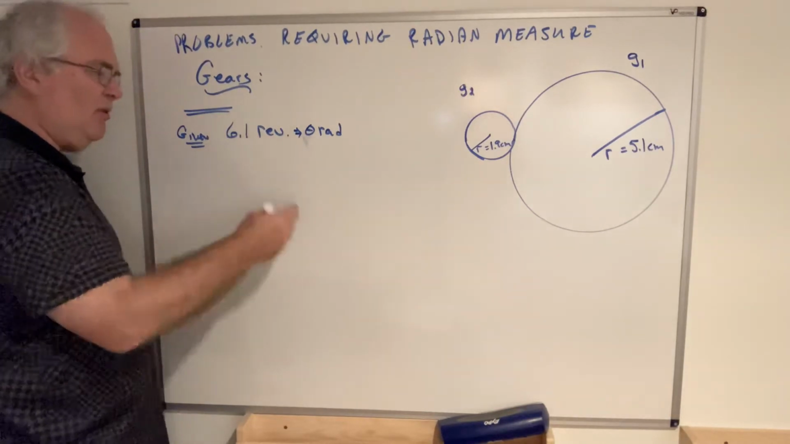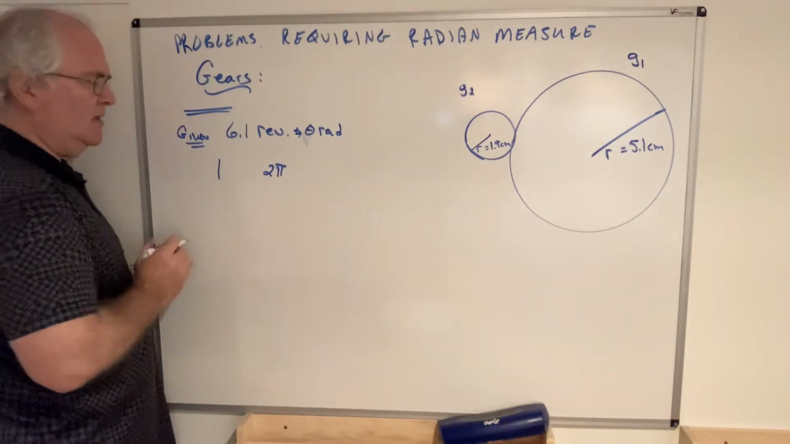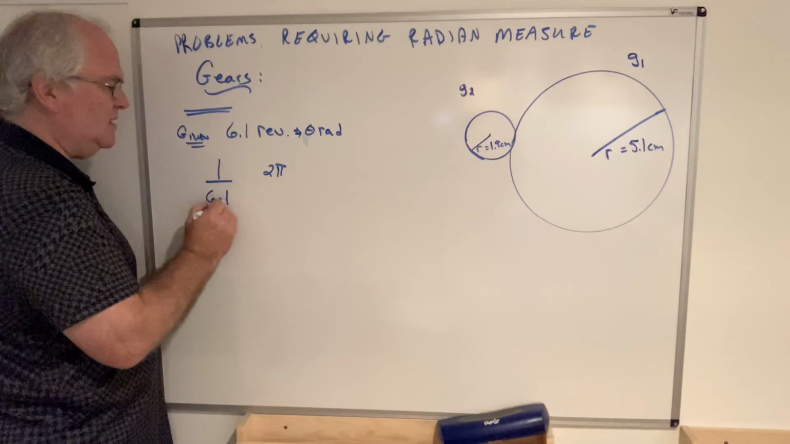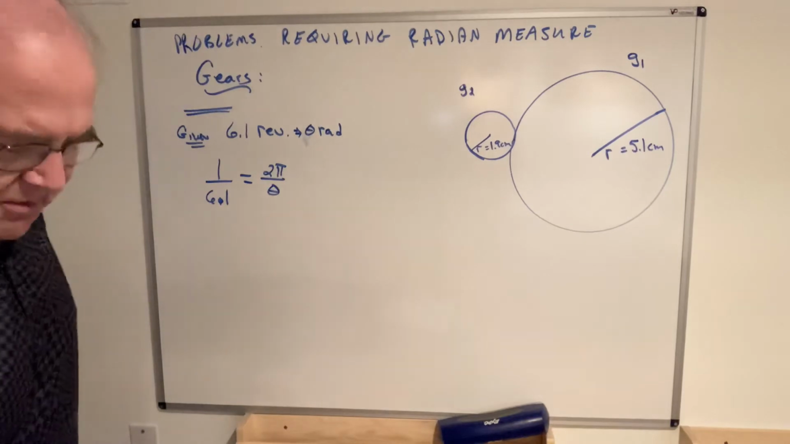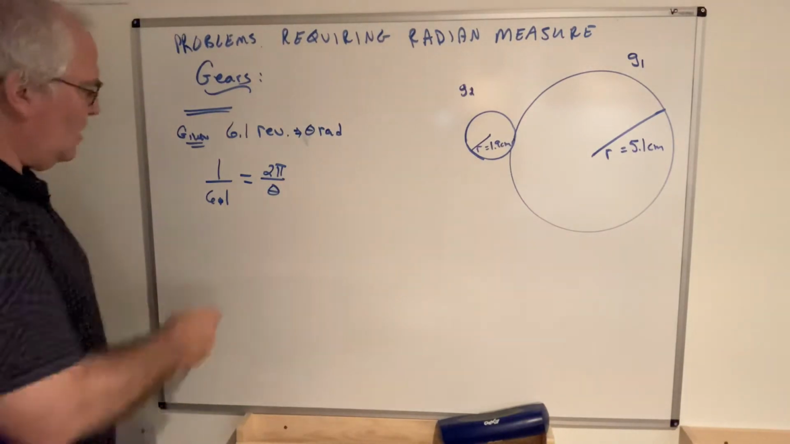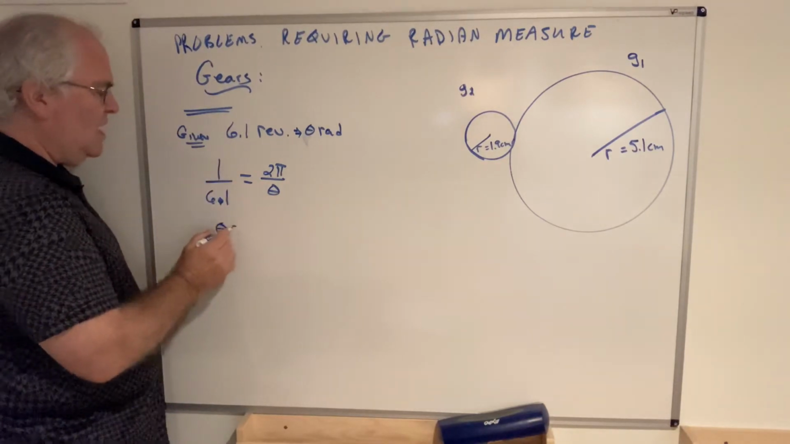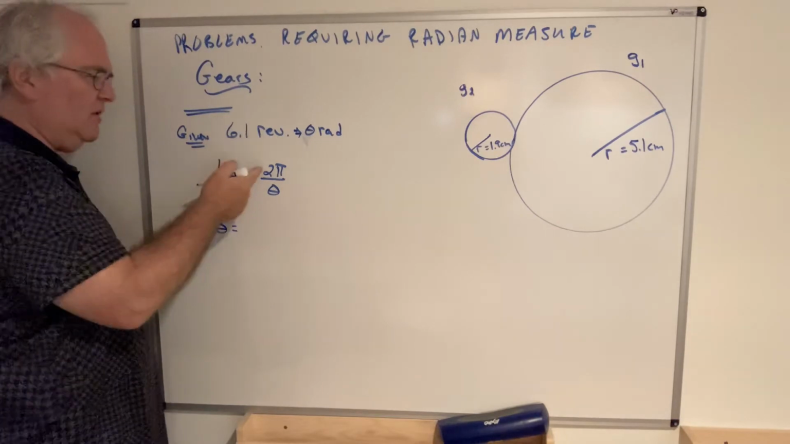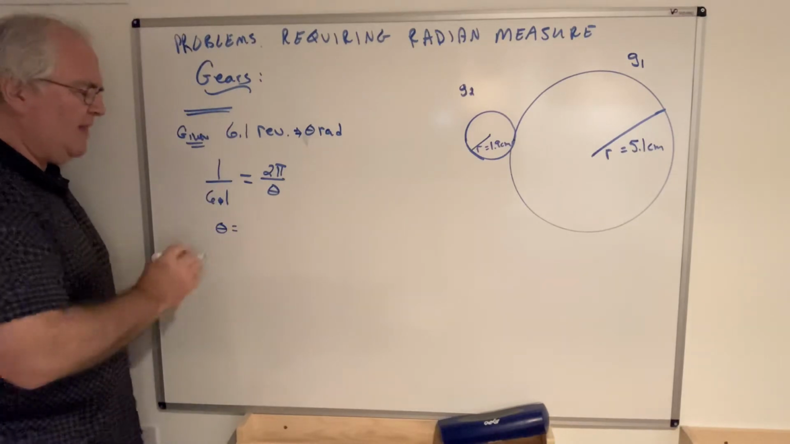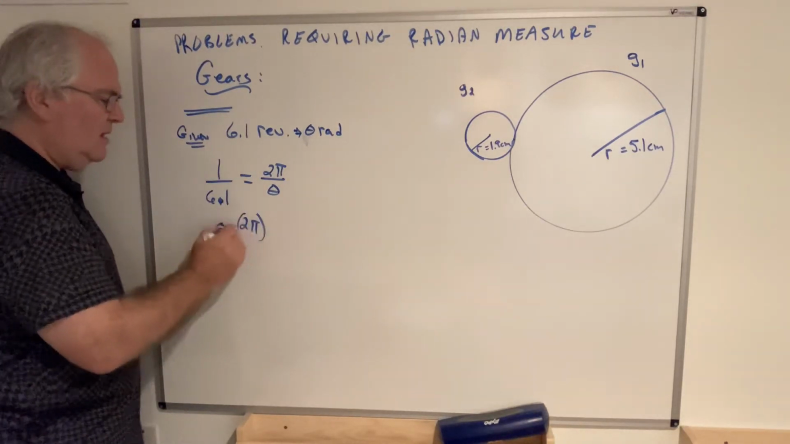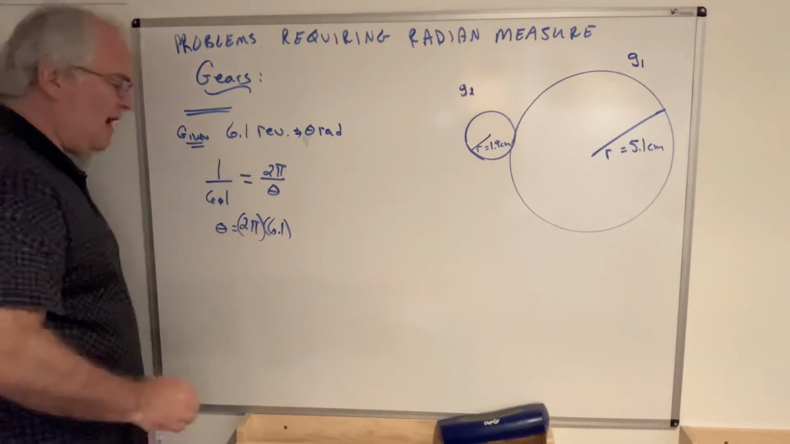And so we set up the proportion the same way. One revolution is 2 pi radians. 6.1 revolutions is, don't know, radians. That's a proportion, cross multiply, set them equal, and solve. And so when you cross multiply, the nice thing here is this is 1. Cross multiply here, this is theta. So really the net effect is you multiply each revolution by 2 pi. You don't need to memorize that. Just set the proportion up, cross multiply, set them equal, and solve. Theta is 2 pi times 6.1.